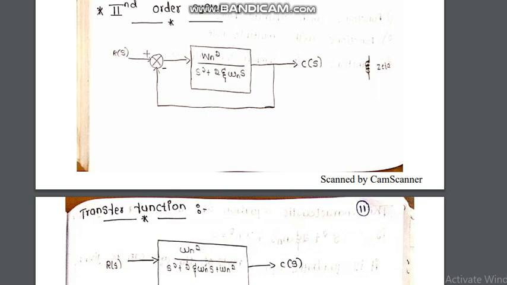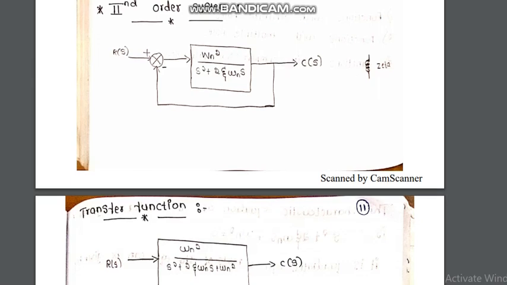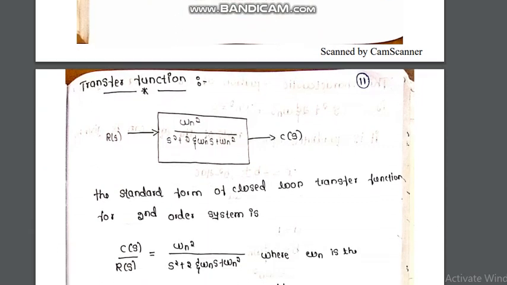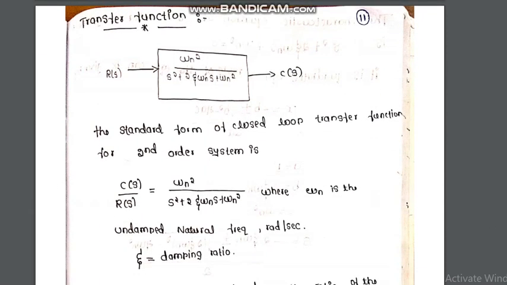So in the second order system, this is the equation: omega n squared over s square plus 2 zeta omega n into s. It is a standard equation, a unity feedback system and negative feedback system. If we simplify and find its transfer function, you will get C(s) divided by R(s) is equal to omega n square divided by s square plus 2 zeta omega n s plus omega n square, where omega n is the natural frequency and zeta is the damping ratio.